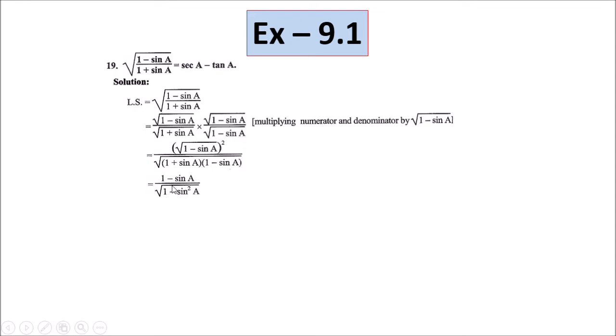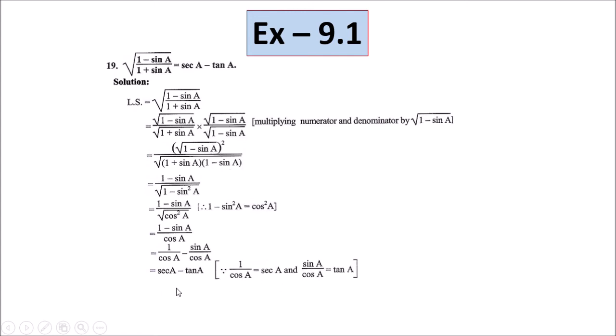So now you can see we can use the formula here, cos square a. We know this formula, we showed it in the last math: 1 minus sin square a equals cos square a. So root over cos square a, we can write it as just (1 minus sin a) by cos a. I think we understand right now. So here I am separating this (1 minus sin a) by cos a equals 1 by cos a minus sin a by cos a. Now 1 by cos a equals sec a and sin a by cos a equals tan a. So this is, you know, in the formula. So that is your right hand side that we proved.